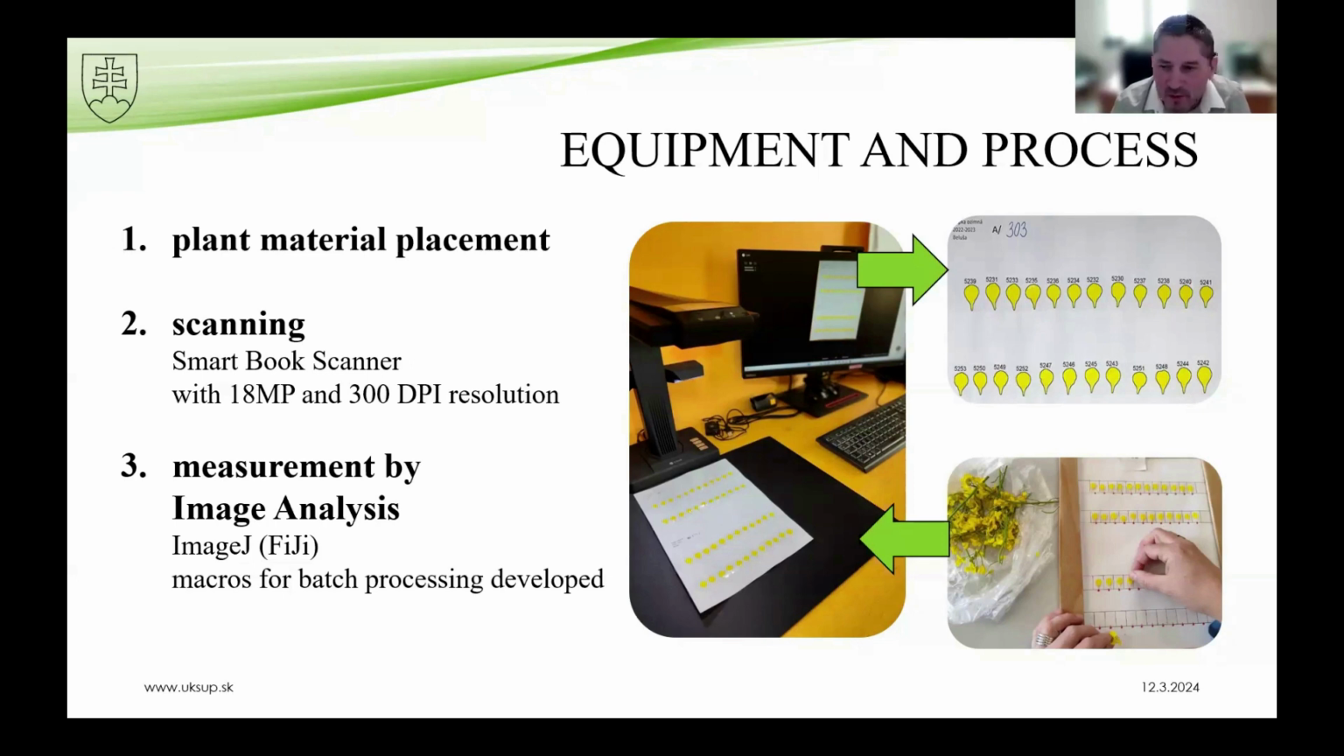JPG image in the computer. When all varieties are scanned, images are processed by the ImageJ software. For that, we developed and optimized macros for measurements of all characteristics with cotyledons and petals. Please, next slide.